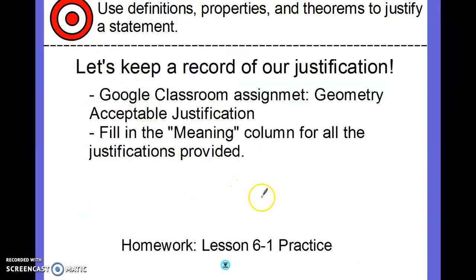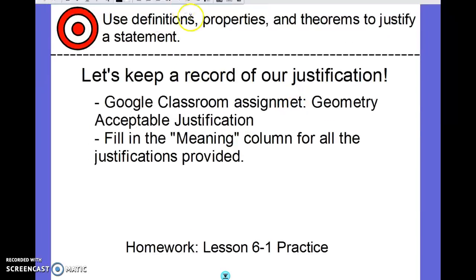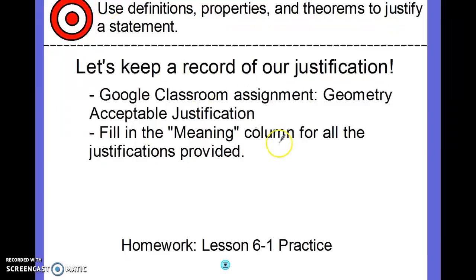Okay, so there's a lot of justifications to keep track of. Basically, it's all of our definitions, postulates, and theorems. So in Google Classroom, there is an assignment, which I'm going to add in there. It's called Geometry Acceptable Justification. Go ahead and complete that. Basically, I have all of the statements filled in for you. I just need you to fill in the meaning column so that you know what it means when we say definition of a right angle, when we say definition of supplementary. Just a quick reference guide so you can remember what all of those are.